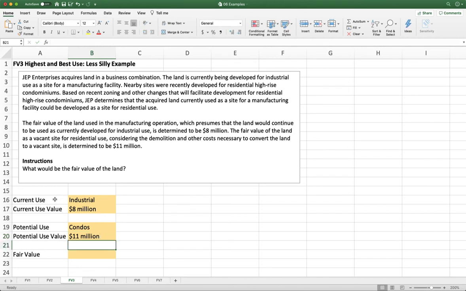So the question is, which one do we use for our fair value? Again, it's tempting to use the $8 million because that's our intent. That's what we're planning to use the land for. But that doesn't actually matter in fair value accounting. What matters is the highest and best use. So in this case, the highest and best use is for condos. It would be worth more if we used it for that. And so our highest and best use is condos. So that means that the fair value that we're going to use is the value of the land as condos, which would be $11 million.